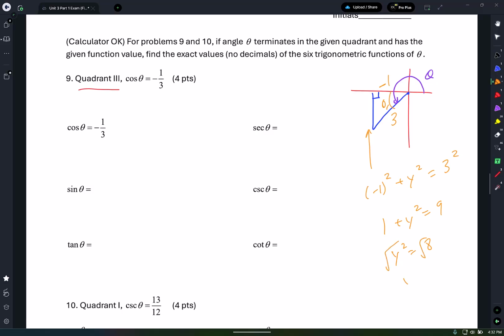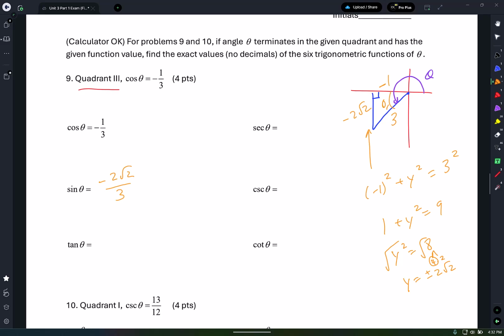Square root. Y equals plus or minus. This is 4 times 2, and the square root of 4 is 2. So 2 square root of 2. You could have left it as square root of 8. So this is negative 2 square root of 2, or you can leave it as negative square root of 8. All right, here we go. Sine, opposite over hypotenuse. Negative 2 square root of 2 over 3. Use a reference to help you out with what's opposite.